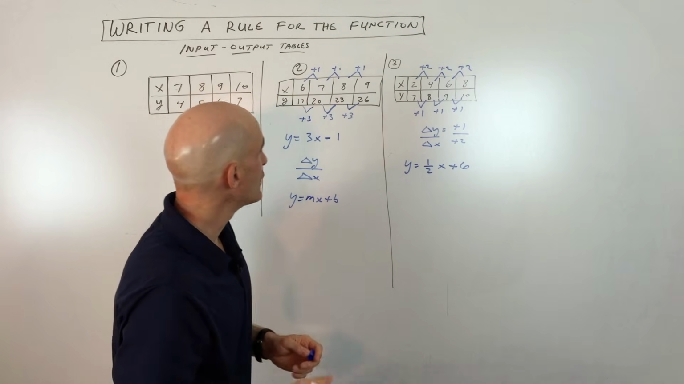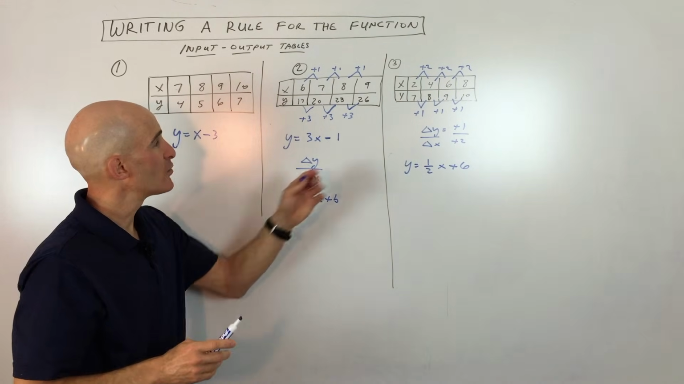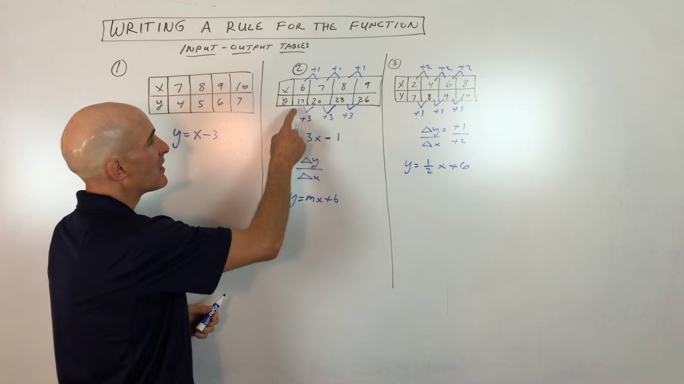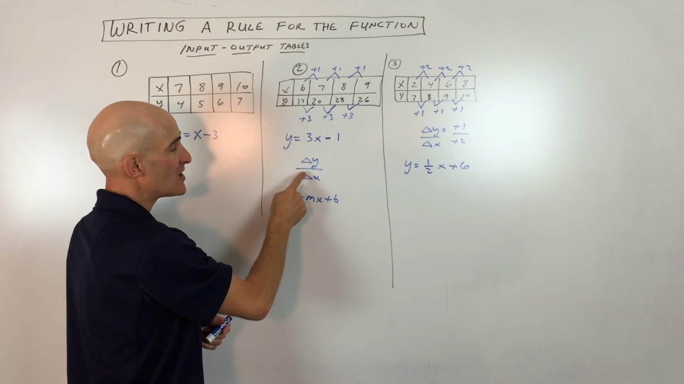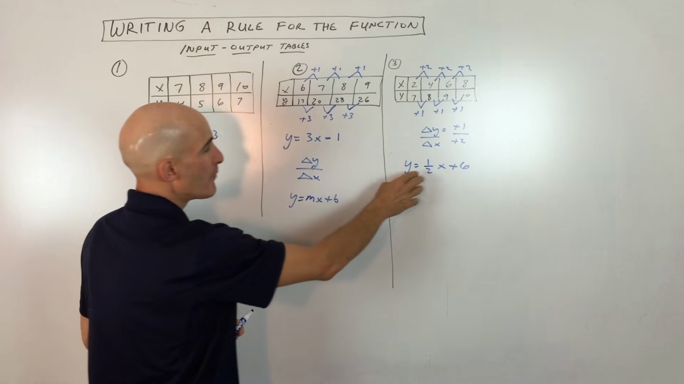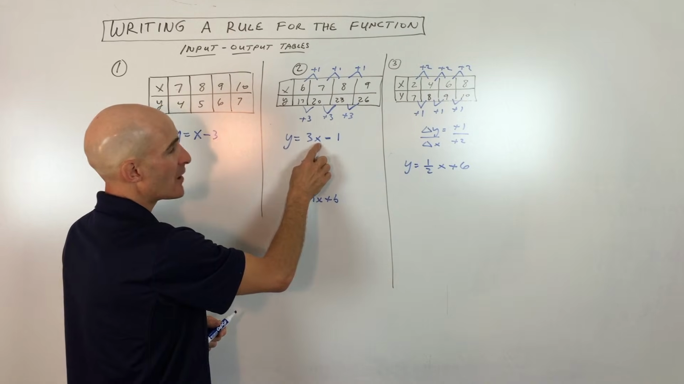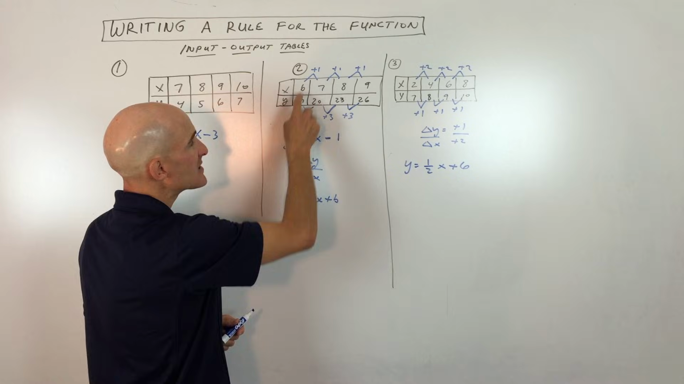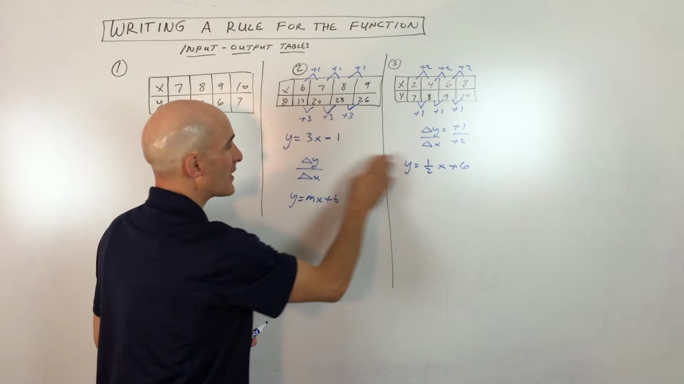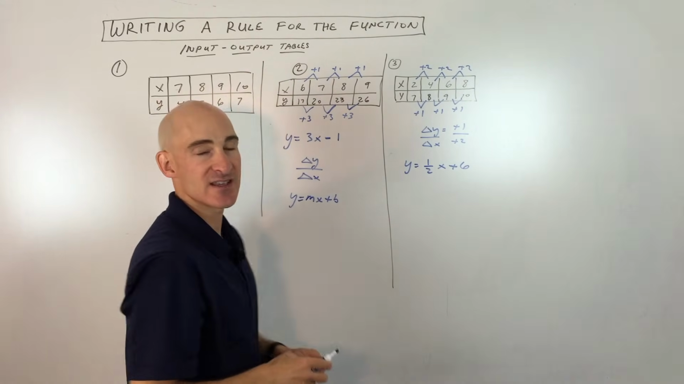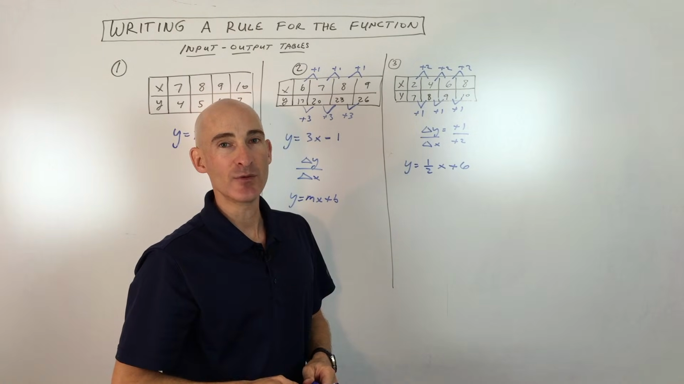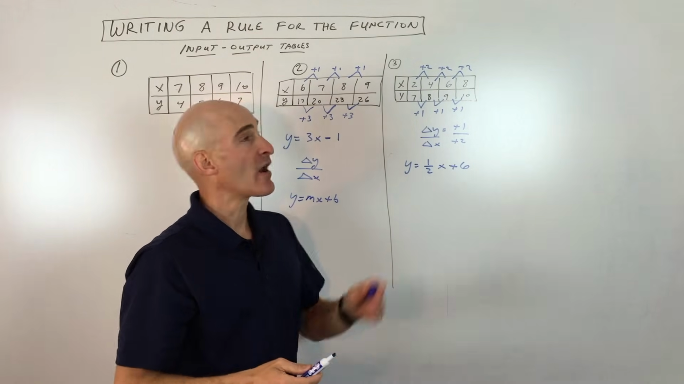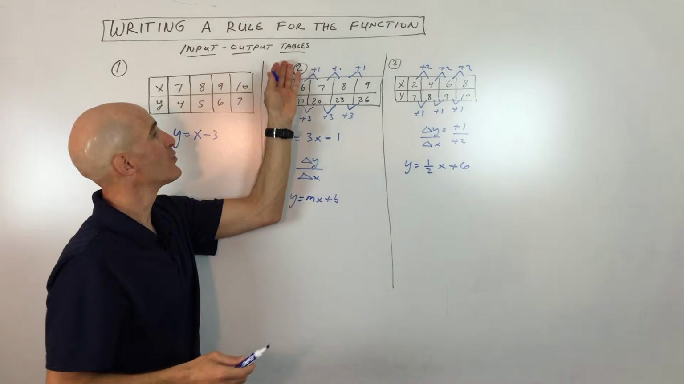But I think for this video, just to help you get started with these input-output tables, look at how the y's are changing, look at how the x's are changing, and write a fraction, the change in y over the change in x. Put that number in front of the x value, which is the input, and then test it out and see what adjustment you have to make. Do you have to subtract 1, add 6, so that it represents the input-output table. So again, this is just an introduction about how to write rules for functions given an input-output table.